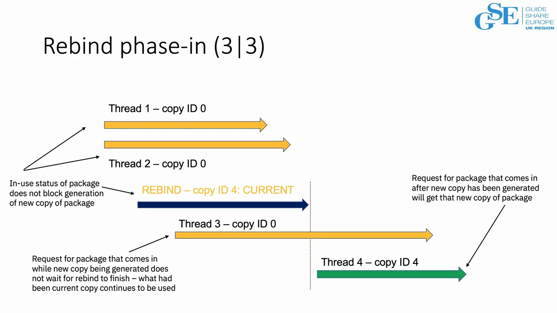So the first request for the package after the rebind is completed, that is the green thread number 4, will pick up and use copy 4. So eventually threads 1, 2, and 3 will finish, and then we can put the copy identifier 0 back in the pool, and then it can be used to distinguish one copy from the other.